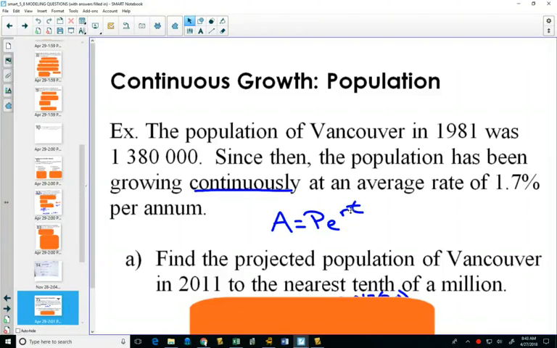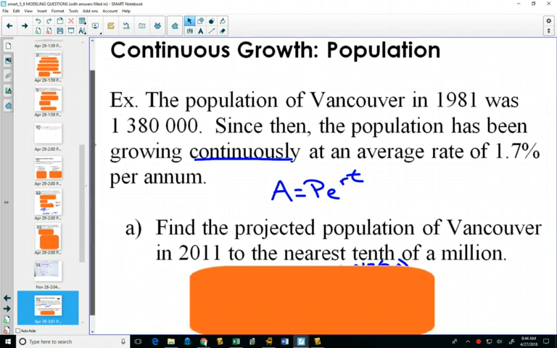Continuous growth in populations. So again, in the past, when formulas were on your formula sheet for exponents and logarithms, this formula, the PERT formula, was on your formula sheet, so you had to recognize when to use it. Now, if they want to give you a question using this formula, it will be in the question, and they'll explain what each of the parts stand for. But any time that we have population growing continuously, it's going to follow this formula.